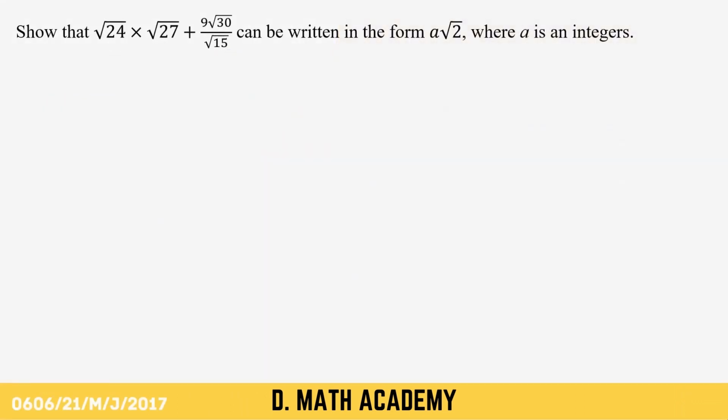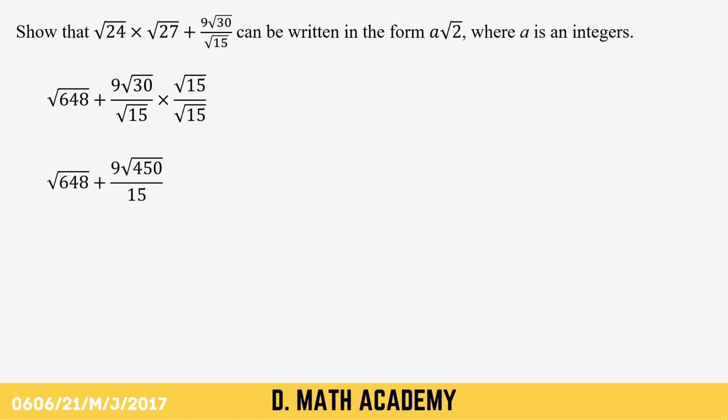Moving on to example 2. The first part involved multiplication of surds, and for the plus 9 square root 30 over square root 15, it's hinting that I have to rationalize the denominator by multiplying another square root 15 into it. So 24 times 27, I get square root of 648, and after multiplying square root 15 into both of them, numerator and denominator, I got 9 square root 450 over 15.